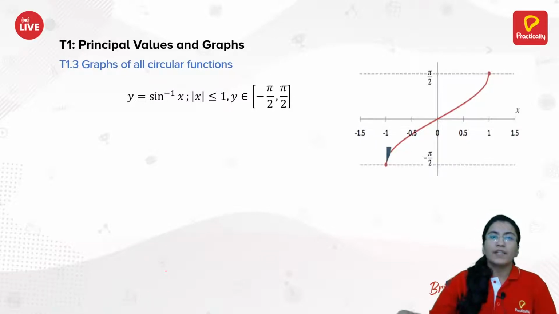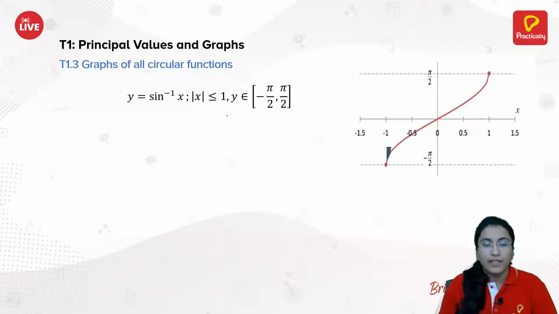We have the domain of sine inverse x from minus 1 to 1. You can put any value for x, that means absolute value of x is less than or equal to 1, right? And its range is from minus pi by 2 to plus pi by 2, and its graph is something like this if you plot it, right, as you can see over here.